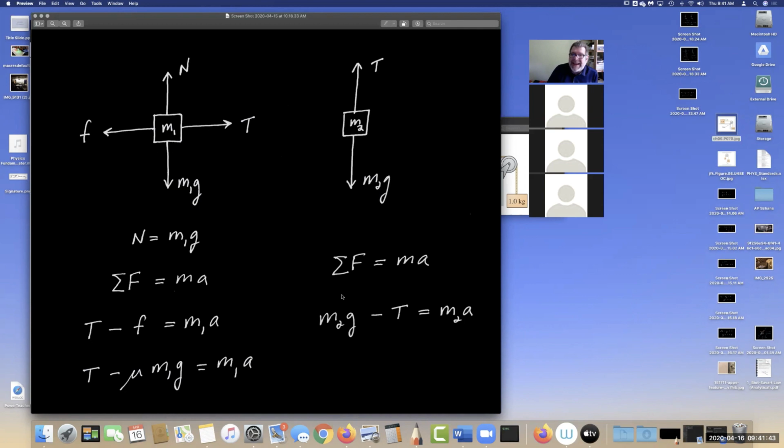So I need a second equation. And I get the second equation by drawing my free body diagram for the mass that's hanging. The weight of M2G hanging downward, the tension upward, which is the exact same tension as this tension over here. They're the same because according to Newton's third law, they're an action-reaction pair. So the two tensions are equal to each other.